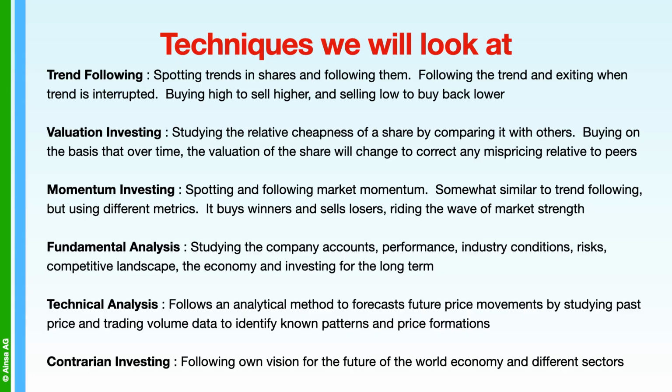We're going to look at the following 6 different techniques. Trend following. This is spotting trends in shares and following them. Following the trend and exiting when the trend is interrupted. Buying high to sell higher and selling low to buy back lower. Valuation investing. This is studying the relative cheapness of a share by comparing it with others. Buying on the basis that over time the valuation of the share will change to correct any mispricing relative to peers. Peers means other shares in the same sector doing a similar business.